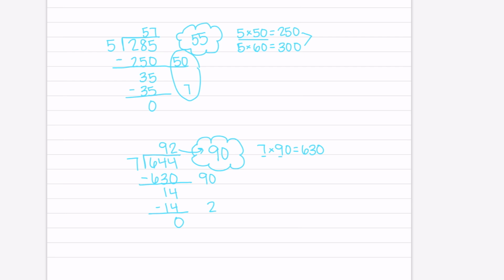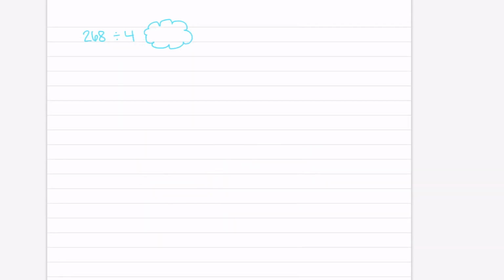Next, we're going to look at how we can use an area model as a strategy to divide multi-digit numbers. Let's start with the problem 268 divided by 4. So my first step again will be to get an estimate. I know that 4 times 60 is 240. 4 times 70 is 280. So I'm going to give an estimate of about 65.